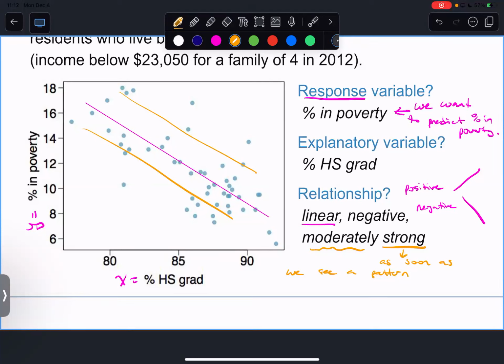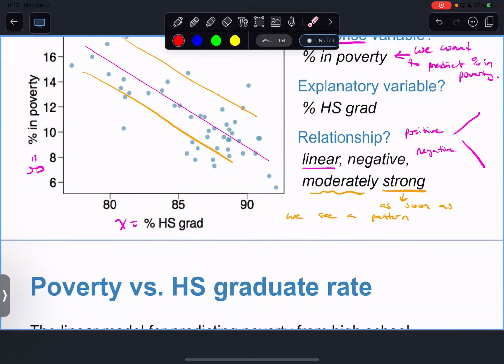So I guess that's two gimmies. It has to be linear and it has to be strong. So then you just have to decide whether it's positive or negative. How's that? Because we wouldn't really model a weak relationship. If I don't see a pattern, there's no point in fitting a line to it.